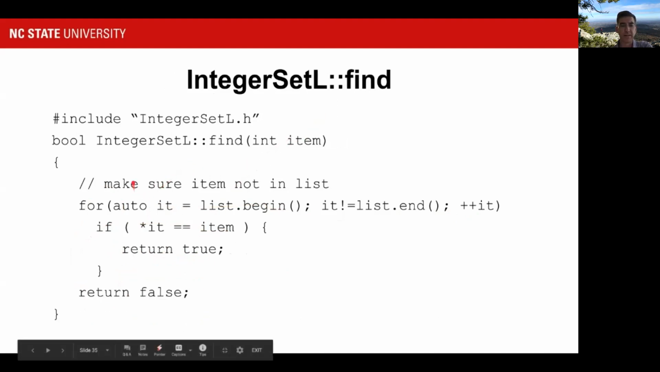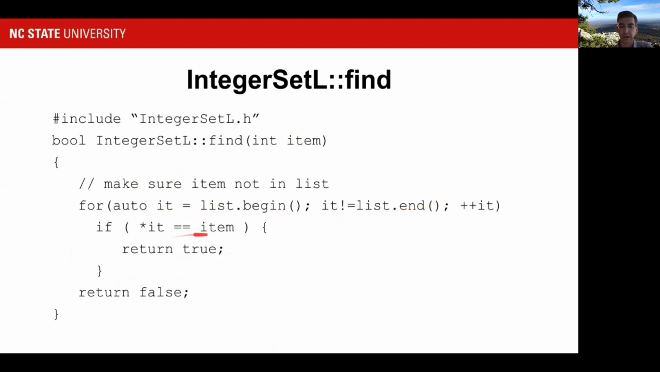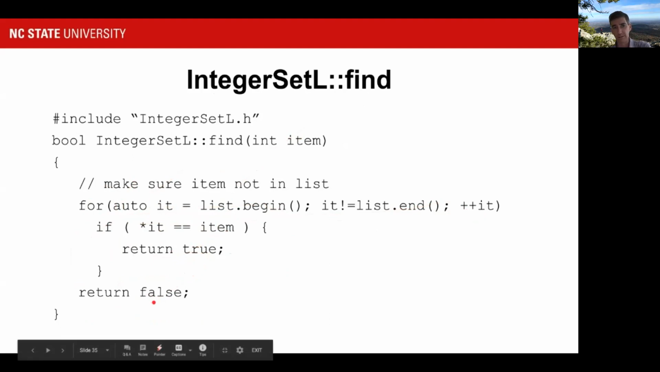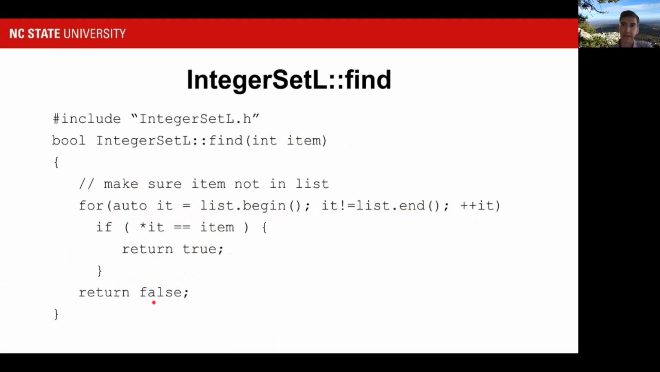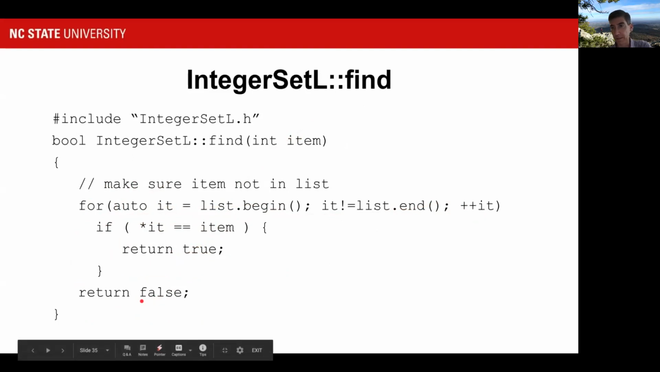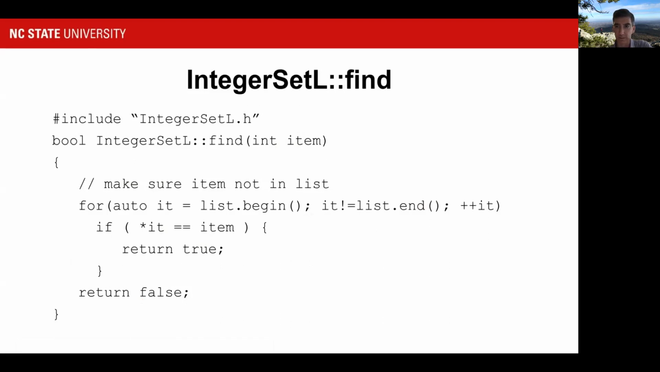Okay, and then find is a lot like those previous two. I loop over everything in the list and I look for the item, and if I find it, I return true, and if I don't find it, I return false. But here, since I'm just trying to find it, I don't need to add or remove anything, right? So it's just looping over the list, looking for this one item to see if it's there. Okay, so that's a pretty simple implementation, right? Using our list and using the operators we know on lists is pretty simple to describe a set.